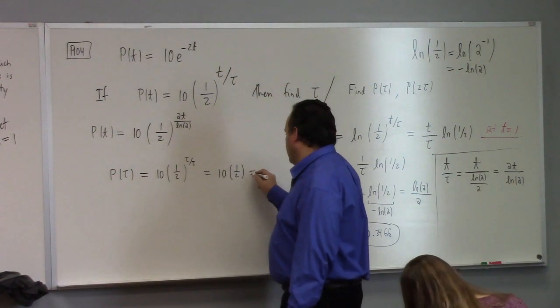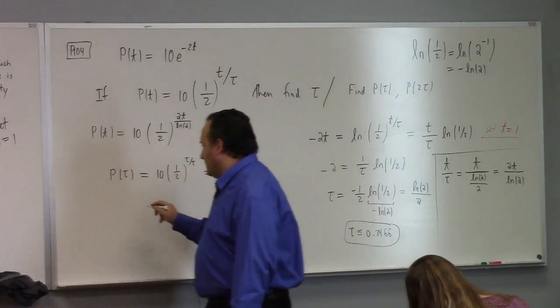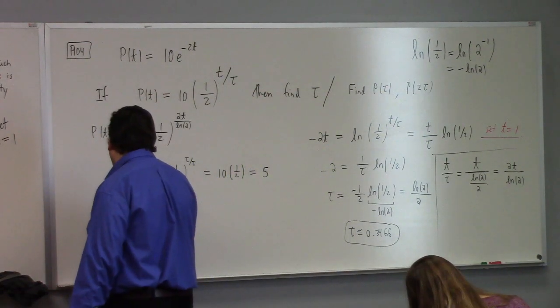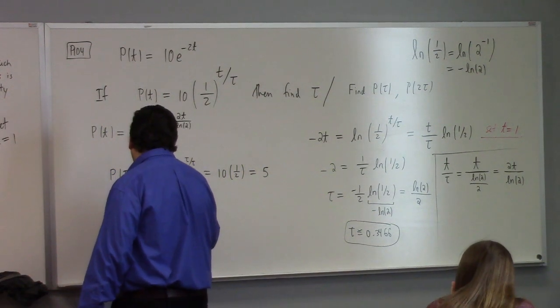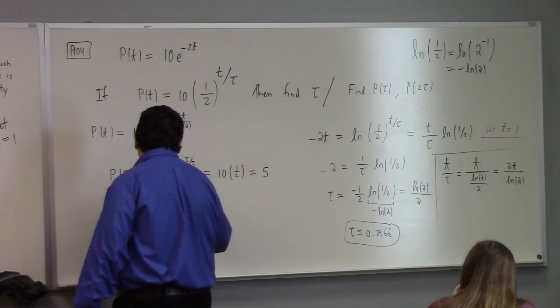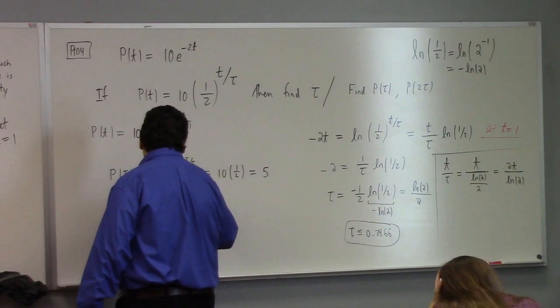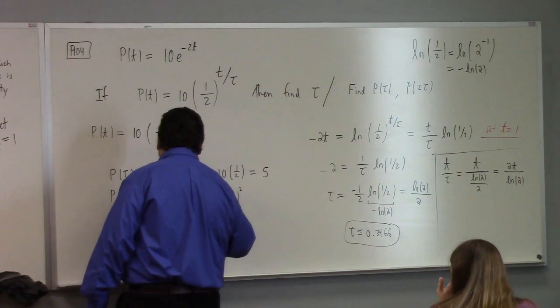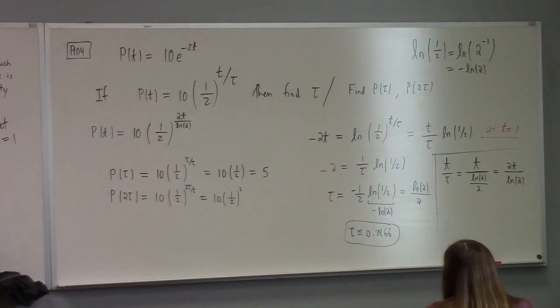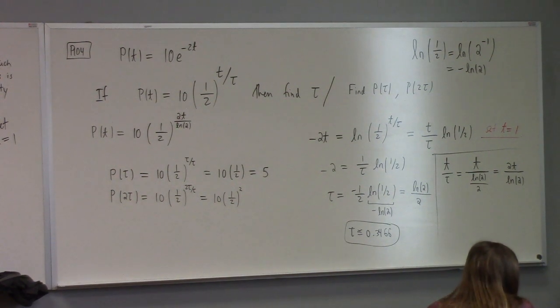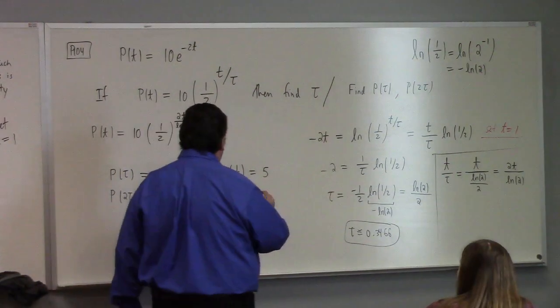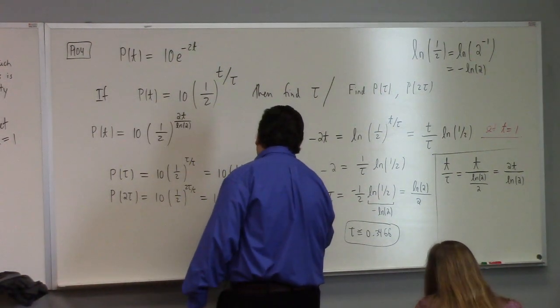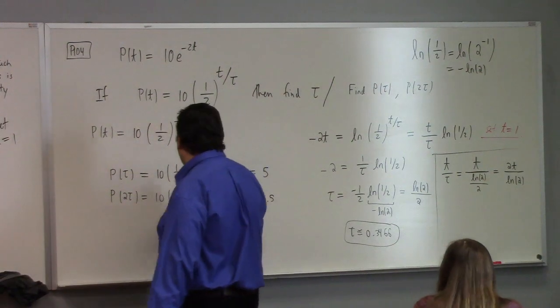Which is 5. What's P of 2 tau? 10 times 1/2 to the 2 tau over tau, which is 10 times 1/2 squared. What's that? It's 1/2 of 5. It's 2.5. By the way, the question didn't ask for this, but what was P of 0?